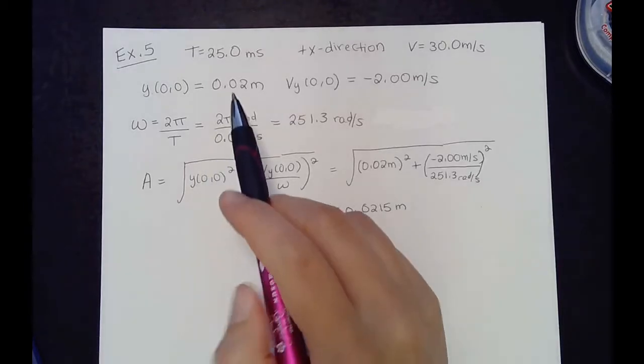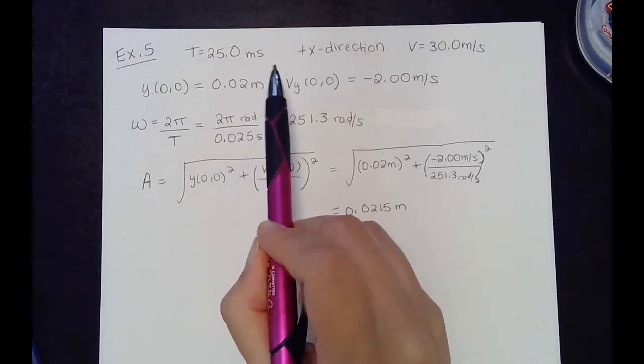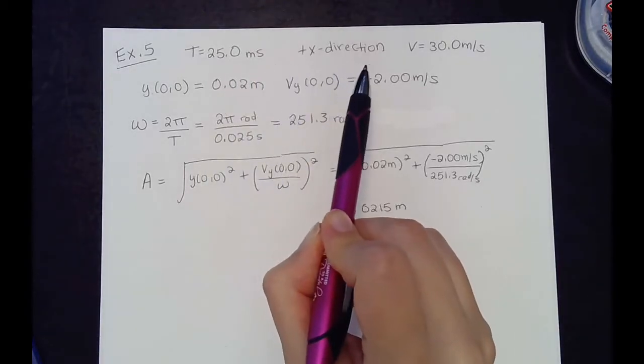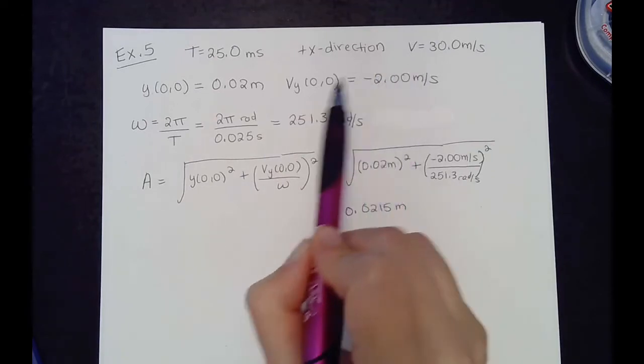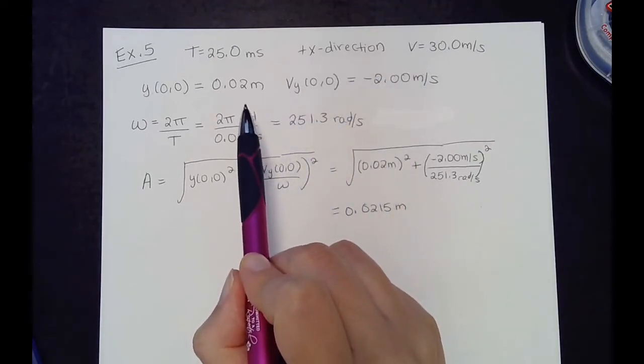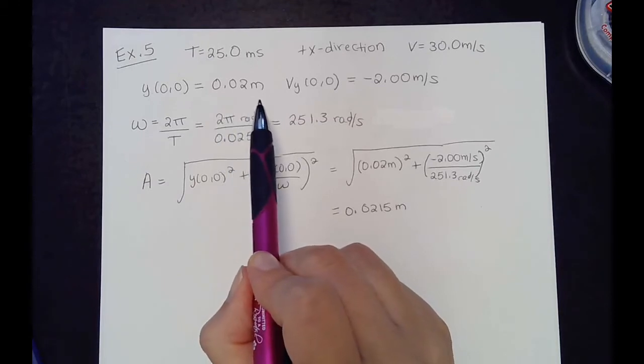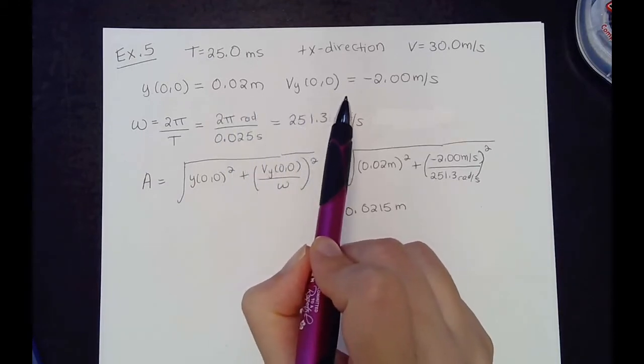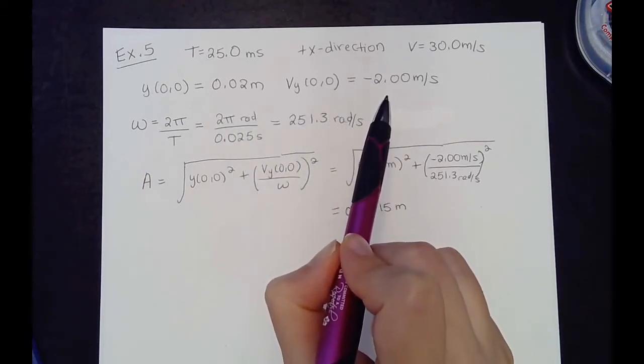Okay, so I've listed the given information here: the period, that it's moving in the positive x direction, the wave speed, y at 0, 0 is 2 centimeters or 0.02 meters, and vy at 0, 0 is negative 2 meters per second.